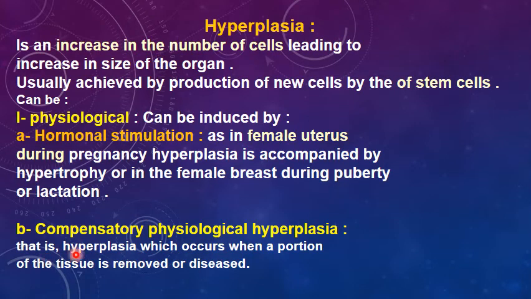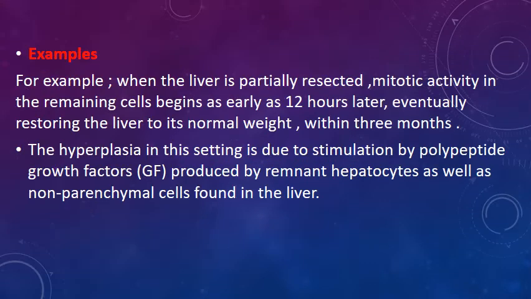This usually occurs when a portion of the tissue is removed or diseased. An example of this is when the liver is partially resected, as there are many cases when the liver is resected, maybe surgically due to trauma. So part of the liver is removed due to trauma, or sometimes for any other reason. Sometimes a patient donates part of his or her liver to their mom or dad for a liver transplant. So part of the liver is removed.